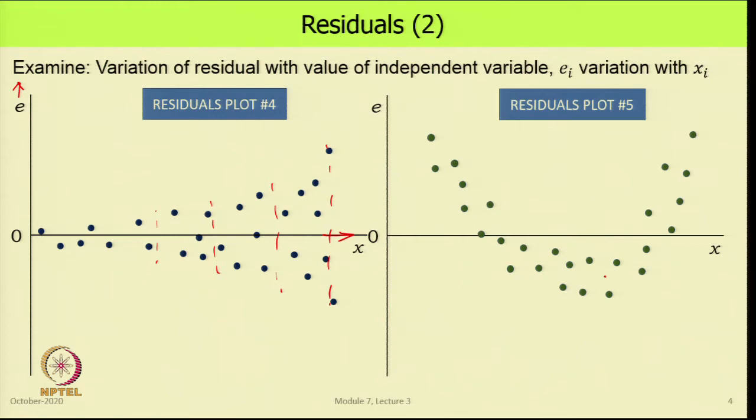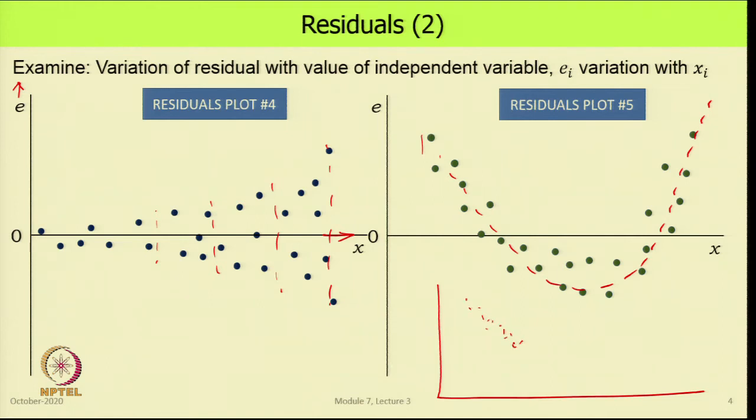The other possibility is shown here, where the residuals are in this range, and then you can see that there is some sort of a trend coming up over here. This trend tells you that this is not good, and this could happen if the data that we were originally working with was spread out like this.